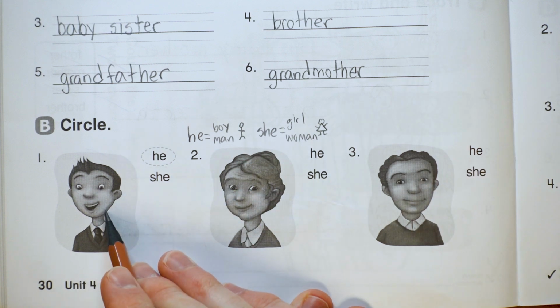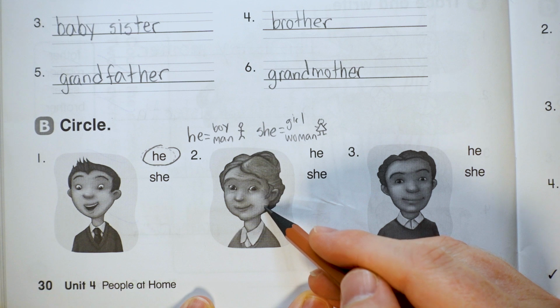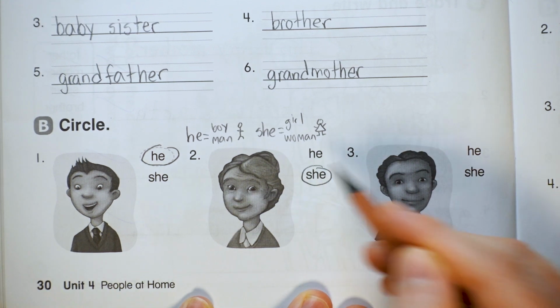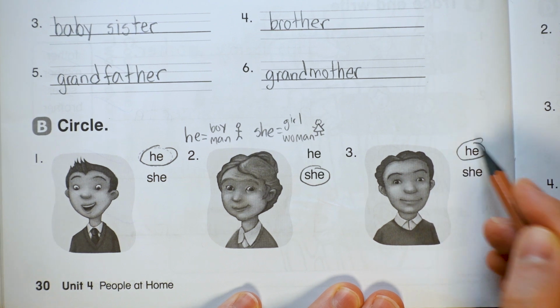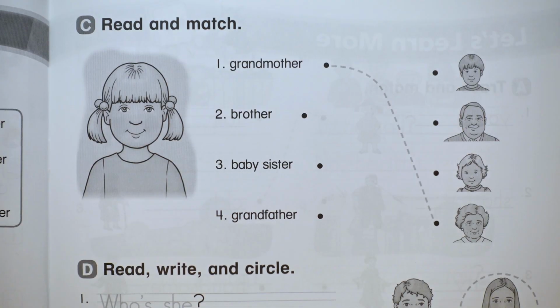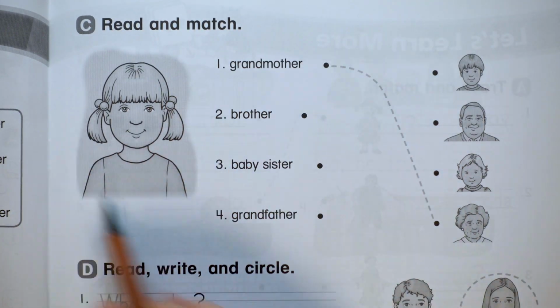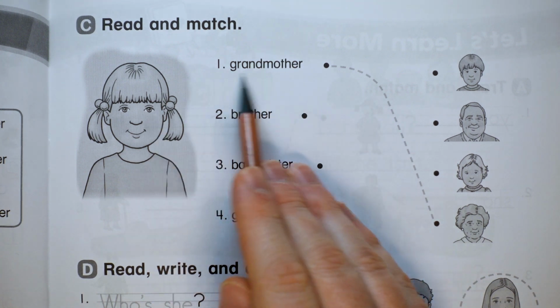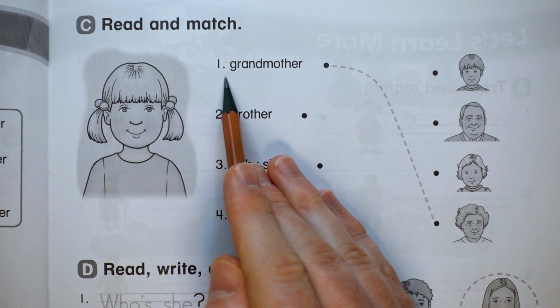So this is he. It is a boy. What about her? She. It is a woman. What about this picture? He. It is a man. And we're done part B. And this is part C. It just says read and match. So let's read through these family names and then we'll match them to the pictures over here.